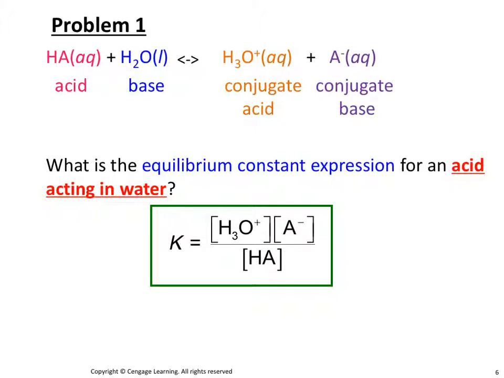Again, this is a dissociation of an acid. First of all, just based on the one thing, is it strong or weak? How do you know it's weak? It's at equilibrium, so this is a weak acid. What is the equilibrium constant expression for an acid acting in water? Now, compare the K that is written to the reaction itself. What's different? Very good.